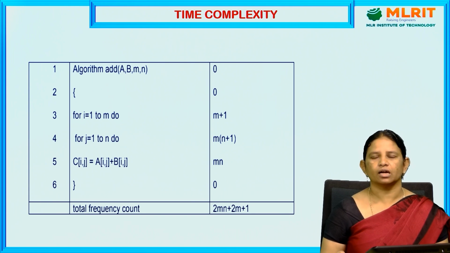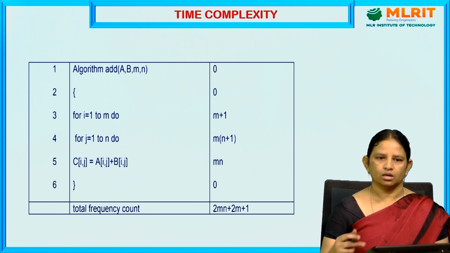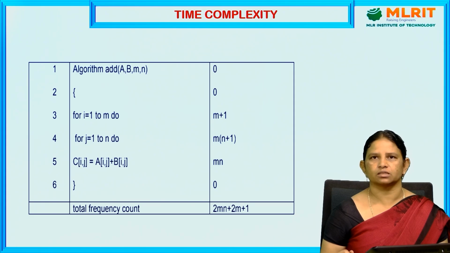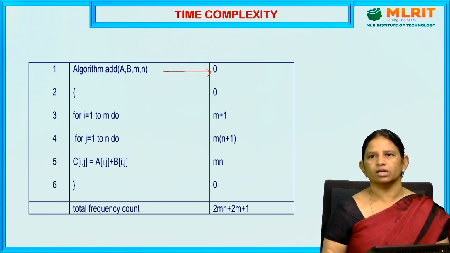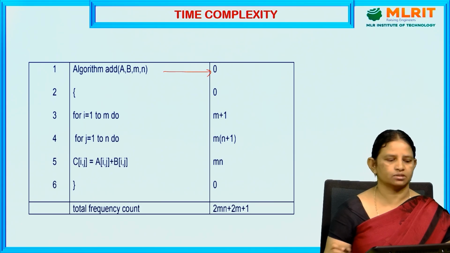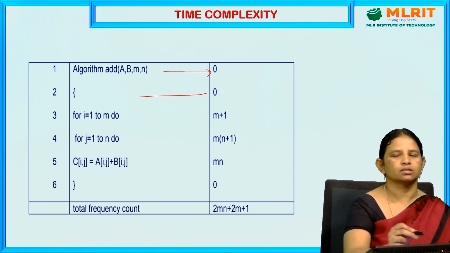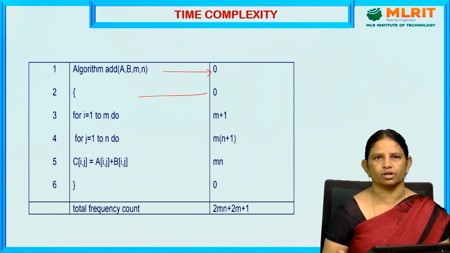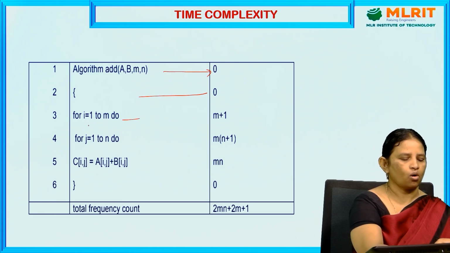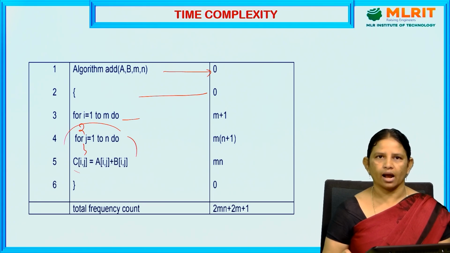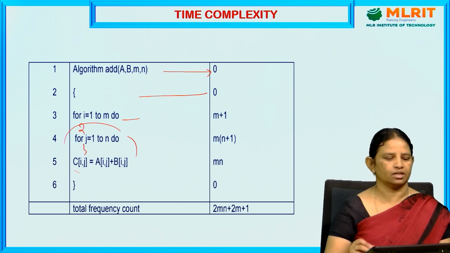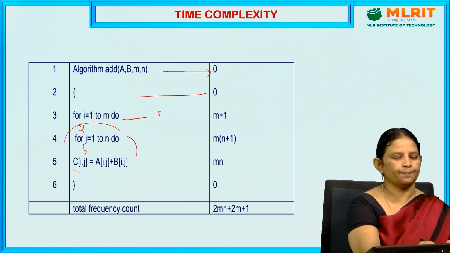Then coming to another example, the addition of two matrices. The first one is the algorithm heading. By default, it is executed 0 times. Then the opening brace. How many times is it executed? 0 times. After that, all the statements are written inside the body. I equal to 1, I less than or equal to m, I plus plus. M is there, so this is executed m plus 1 times.